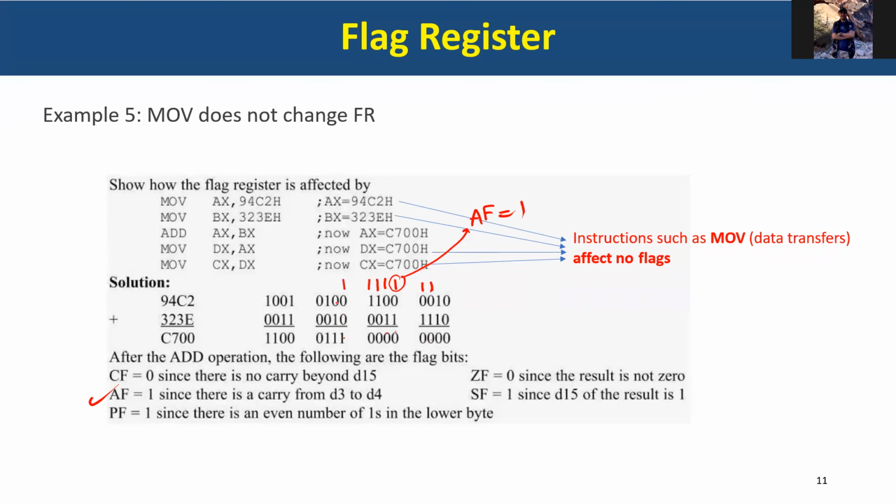1 plus 0 is 1. 0 plus 1 is 1. 1 plus 0 is 1. 0 plus 0 is 0. 1 plus 1 is 0, and we have a carry of 1. 1 plus 1 is 0, and we have a carry of 1. 1 plus 0 is 1. 1 plus 0 is 1.